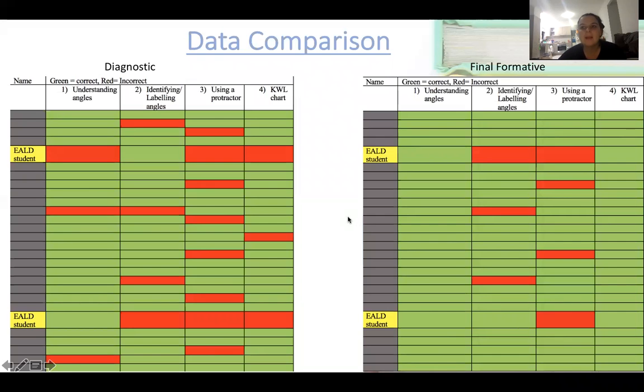So the data comparison: the difference was 17 mistakes on the diagnostic test and only 7 mistakes on the final. The EALD students all improved, however, still getting some answers wrong, either 2 or just 1 answer wrong. Some students were just unable to read the question properly, and some struggled to apply the knowledge they knew for the question.